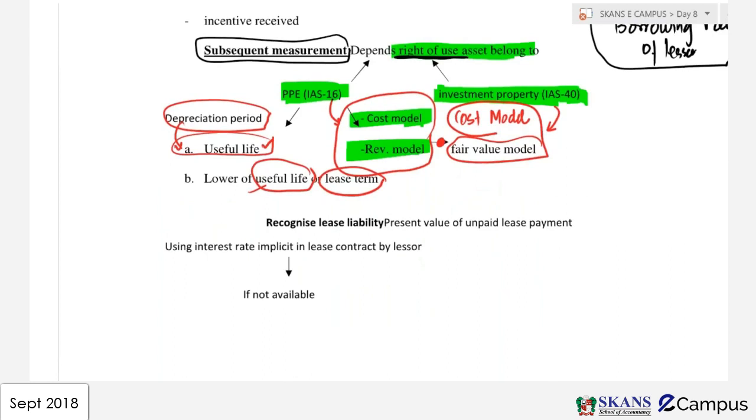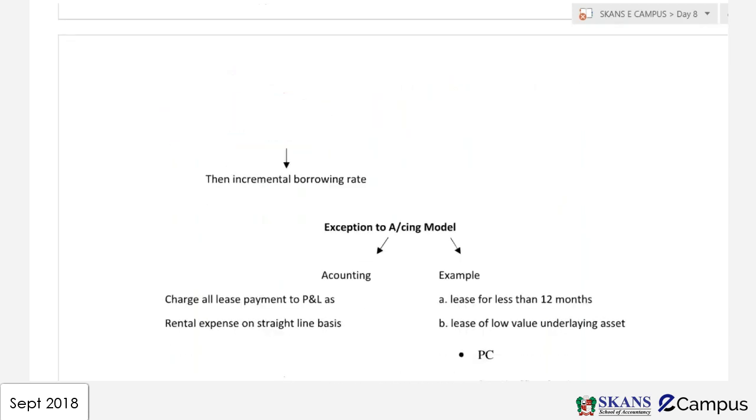Now guys, that was subsequent measurement. Now, what's next? This is important. Now, what about lease liability? Lease liability is recognized at the present value of unpaid lease payments using the interest rate implicit in the lease by the lessor. If not available, we know what to use. It's the incremental borrowing rate.